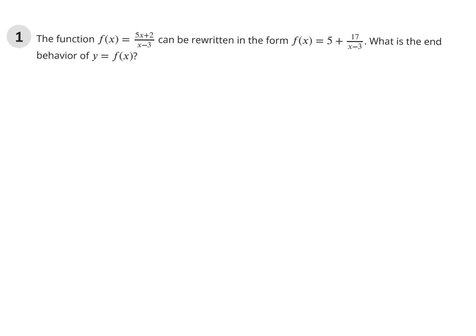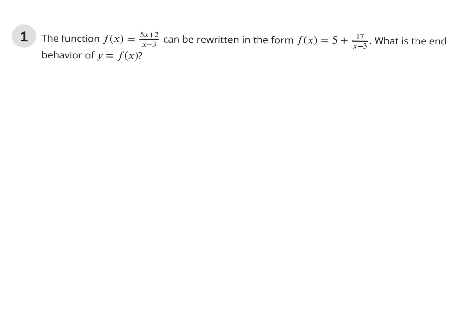The function f of x, 5x plus 2 over x minus 3, that's a rational function, can be written in the form of 5 plus 17 over x minus 3. What is the end behavior? Now, when we say end behavior, you have to long divide to get to the horizontal asymptote. This 5 is our horizontal asymptote, and I'm going to show you by doing the long division.